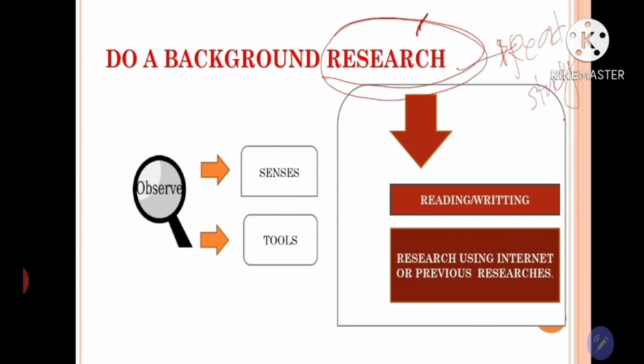It means not just to read and study, but you have to observe. In doing background research, you have to observe. There are two ways for us to observe. We can observe using our senses. We can observe using different tools to describe something or a certain event. Not only that, we can do the reading and writing. We can research or read some articles. We can read some journals or previous researches. And then, since we are now in the digital age, most of us conduct research or observation through the use of the internet.